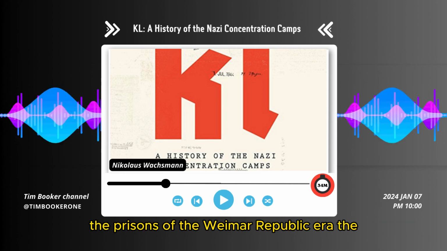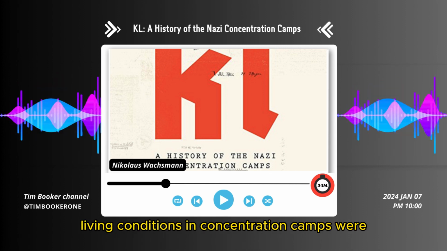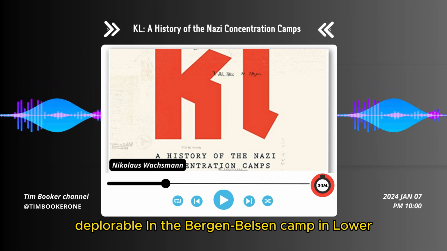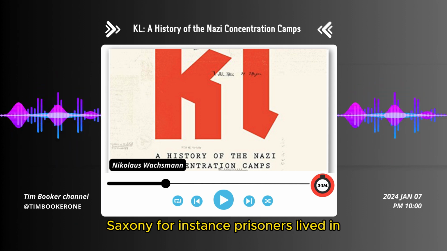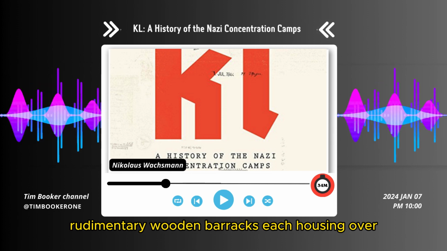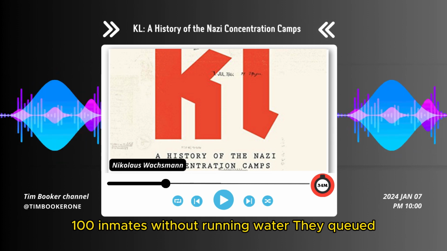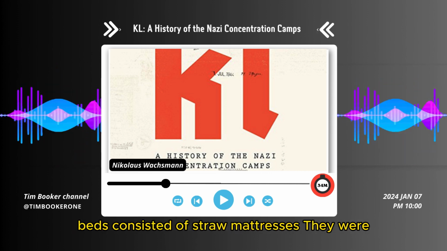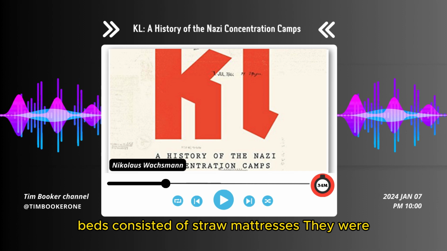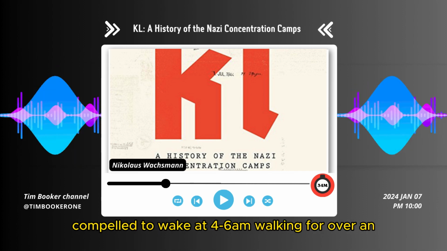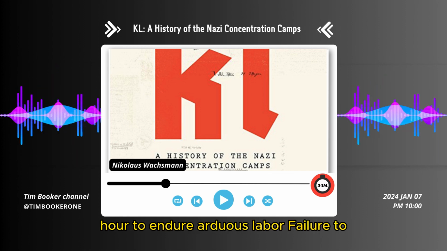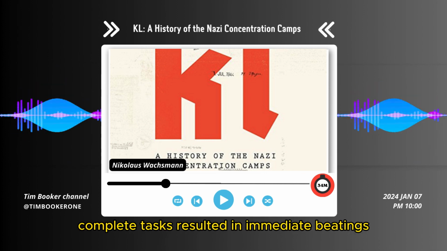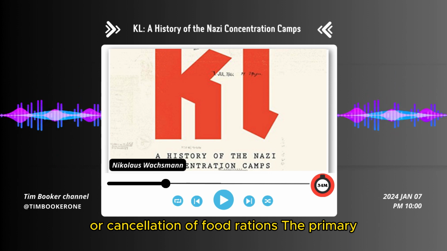Compared to the prisons of the Weimar Republic era, the living conditions in concentration camps were deplorable. In the Bergen-Belsen camp in Lower Saxony, for instance, prisoners lived in rudimentary wooden barracks, each housing over 100 inmates, without running water. They queued outdoors for meager daily necessities, and their beds consisted of straw mattresses. They were compelled to wake at 4 to 6 a.m., walking for over an hour to endure arduous labor. Failure to complete tasks resulted in immediate beatings or cancellation of food rations.